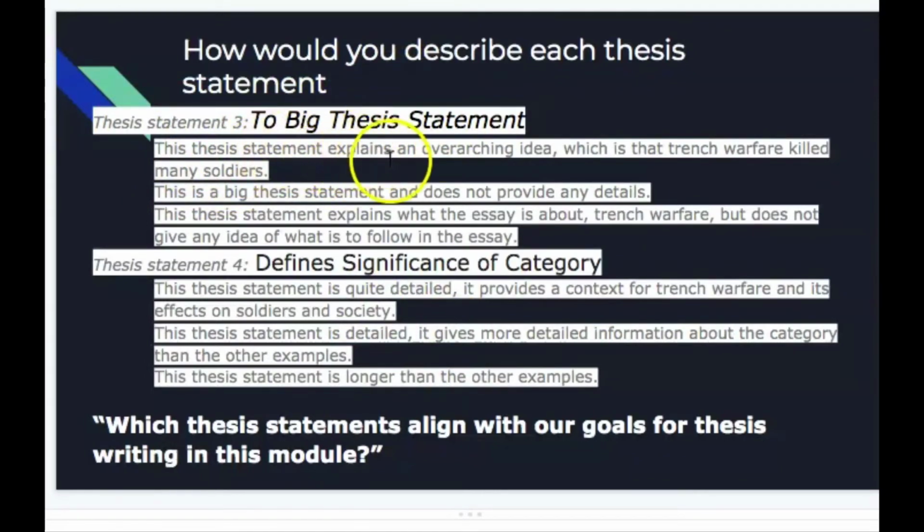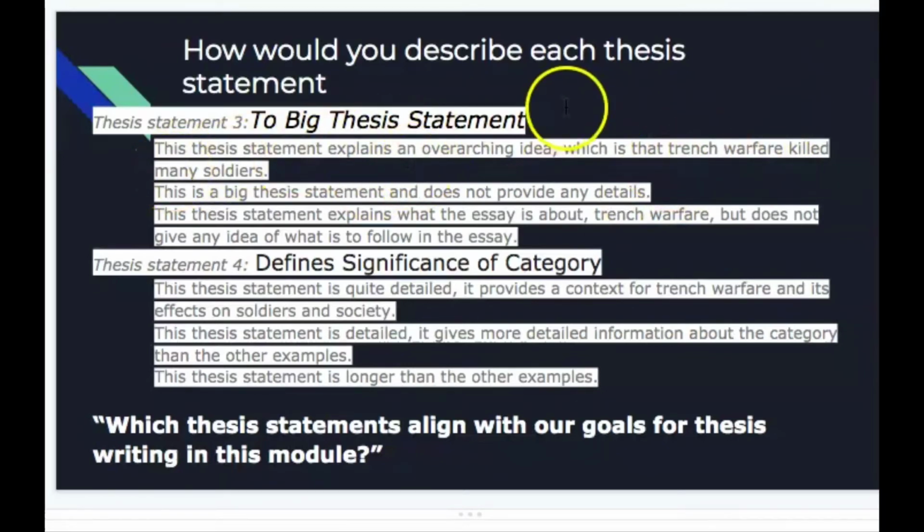Another example of a thesis statement would be a too big thesis statement. This thesis statement would explain an overarching idea, which is trench warfare, and that it killed many soldiers. So basically, you would be talking about how trench warfare killed many soldiers, but there were many reasons why they were dying, due to ammunition, due to illnesses, due to lack of food, because we know that Cat was always looking for food for them, so they could have been starving. So we know that there were many reasons why trench warfare killed some soldiers.